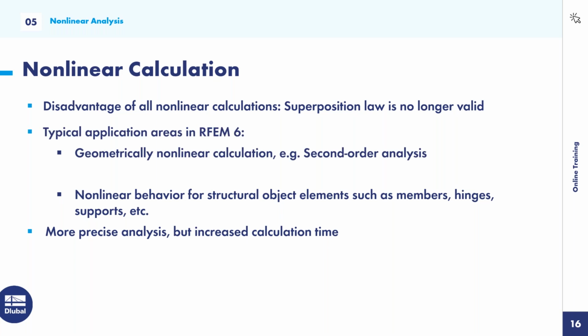Typical application areas in RFEM 6 where nonlinear calculations would be used include geometrically nonlinear calculations, and these take into account or take into effect second order behaviors such as little and big P-delta effects. Next is nonlinear material behaviors. So this takes into account things like yield strength.